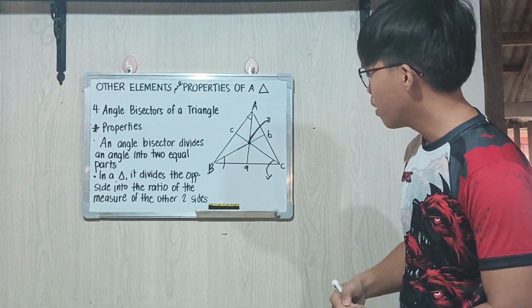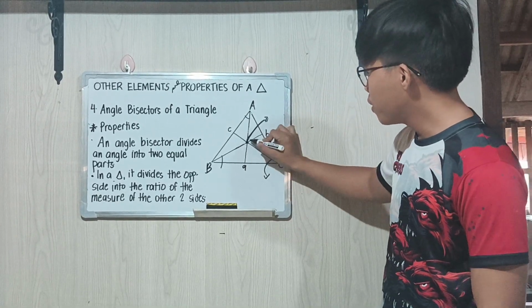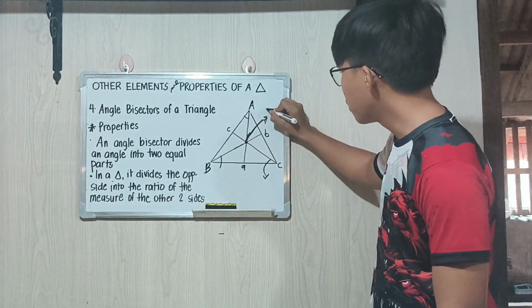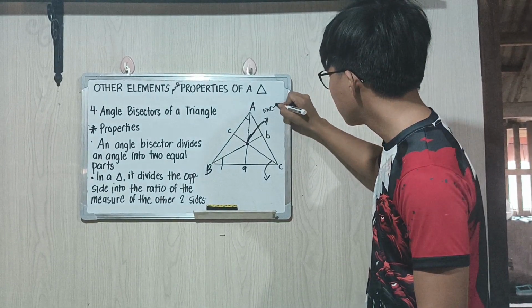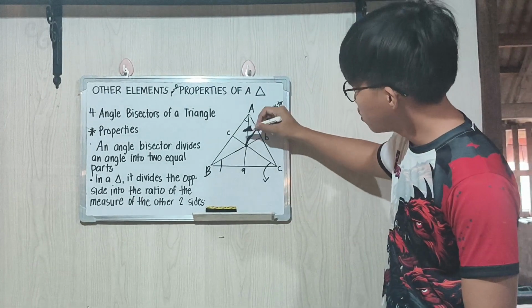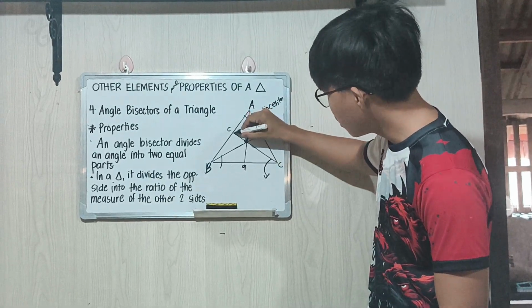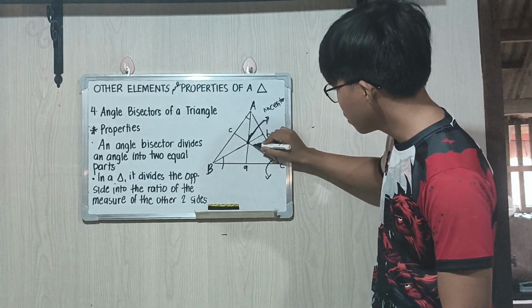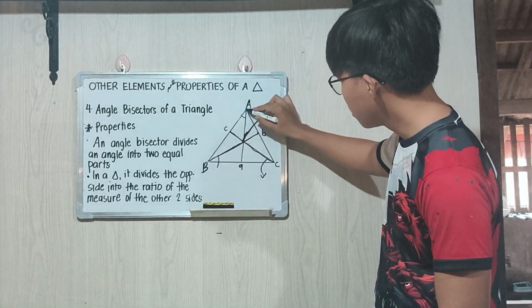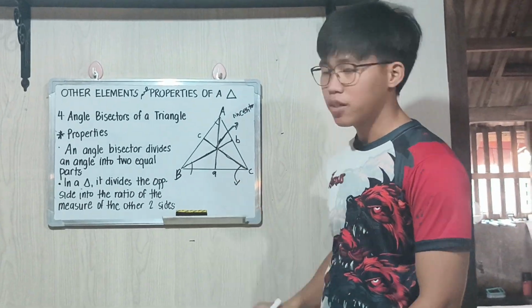Next, from the center of this triangle, the intersection of the angle bisectors is called the incenter. Then these three lines here are called the bisectors. This one, this, also this one. This one. Okay. That is called the bisector.